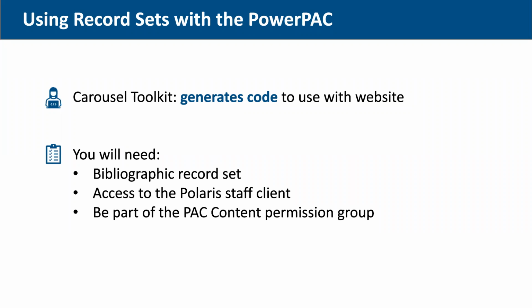Now, this activity is one where you do need certain permissions. So to generate carousel code, you will need a bibliographic record set. You will need access to the staff client. And in terms of permissions, you'll need to be part of the pack content permission group or have a coworker with permissions who can use this tool for you.